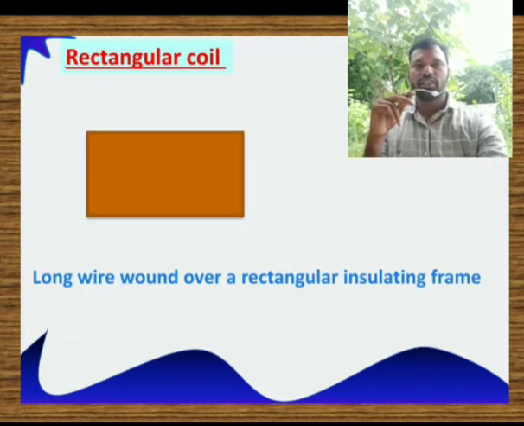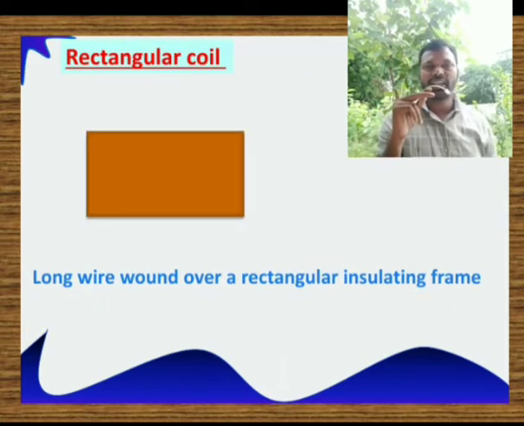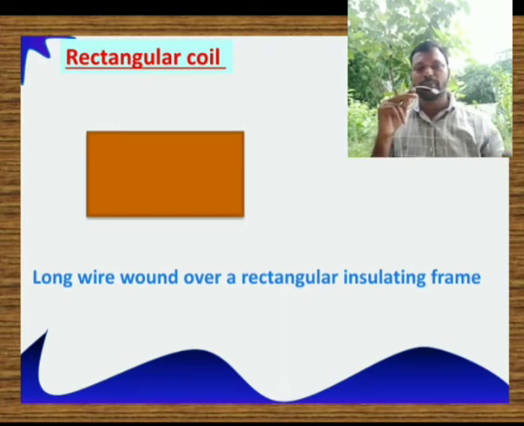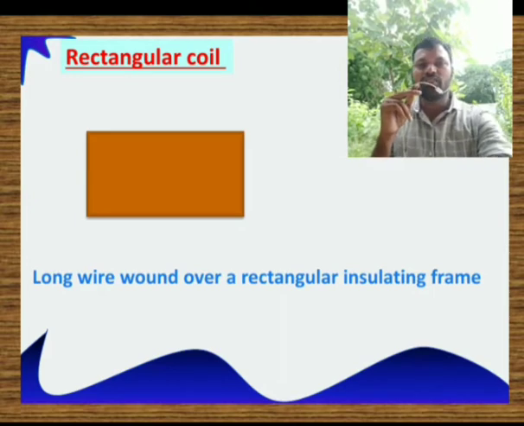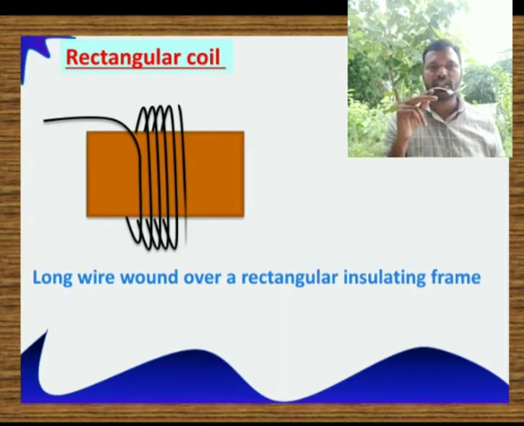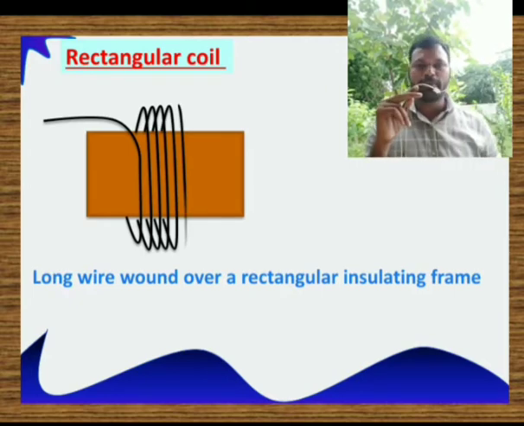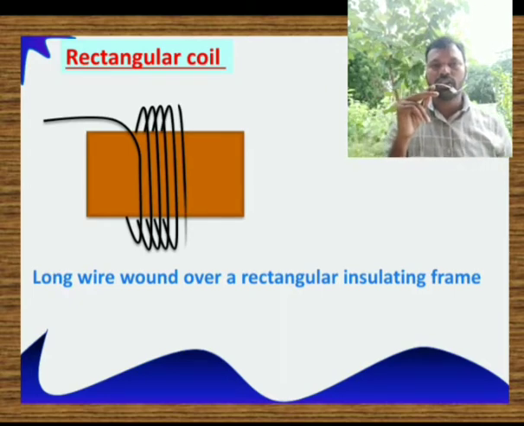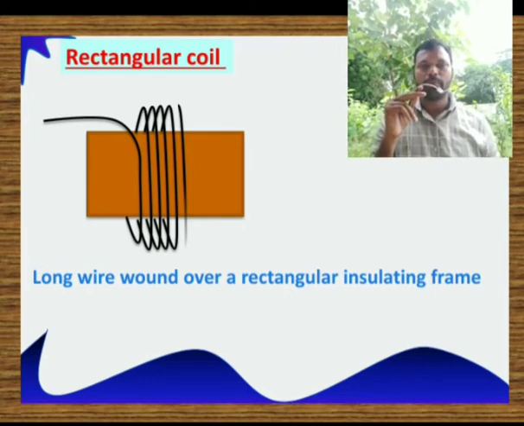Now come to the construction. How do we get the rectangular coil? This is the main part of the galvanometer. Just take a long wire and wind it over a rectangular insulating frame. You can take a rectangular frame or bamboo also. Now just take the wire and wind it over the insulating frame, then you will get this type of rectangular coil. This is the process to get the rectangular coil.